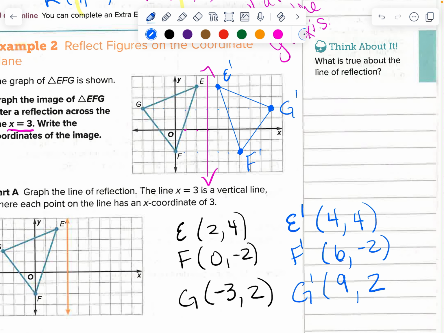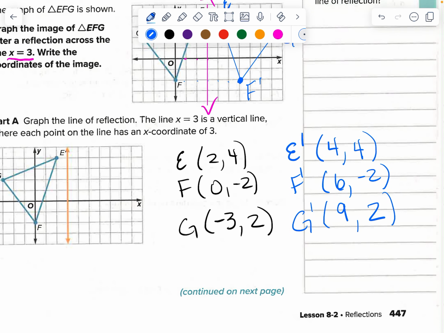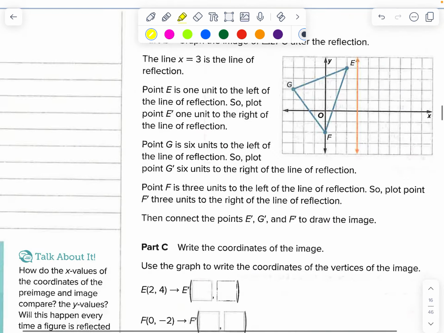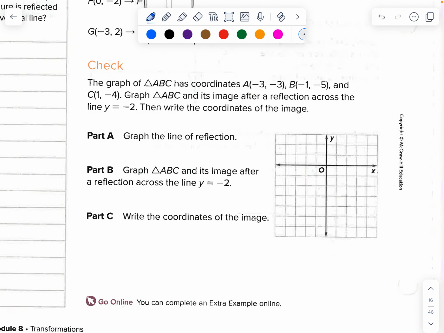Okay, so this one isn't as easy to see what happened. But what we can look at is the fact that the Y values stayed exactly the same. Okay? The Y values stayed exactly the same. Okay, so we're going to come down here. We're going to do the same thing.